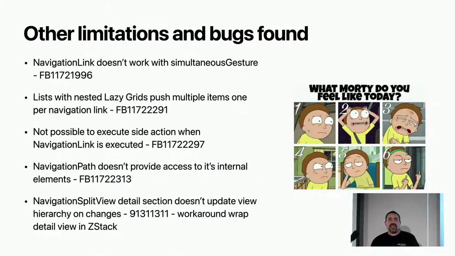As anyone, I went through a whole bunch of different emotions and situations while working with this, but it's always great fun. So I try to be a good citizen and open a whole bunch of feedback. Some of them are enhancement requests, some others are just bugs, right? One of them is that simultaneous gesture doesn't work together with the navigation link. If you want to have a simultaneous gesture, it completely overrides and the navigation link doesn't happen at all.